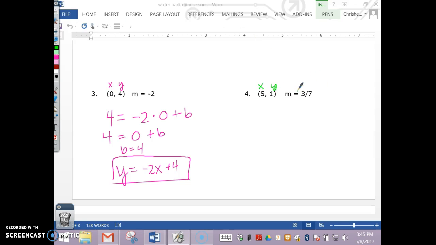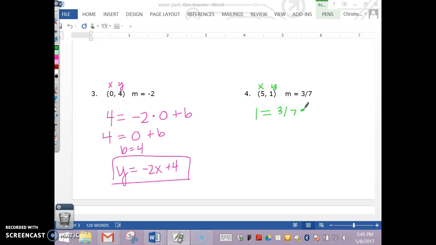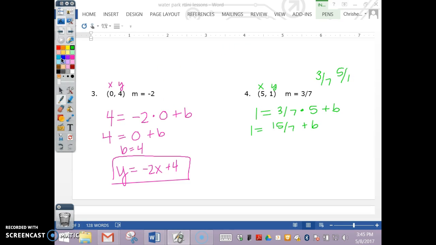Here's x, here's y, there's my m. Y equals mx plus b. So I can really think of 5 as 5 over 1. So when I multiply with 3/7, the 3 and the 5 multiply for a 15, and the 7 and the 1 multiply. There's a couple ways I can do this. I can get a common denominator. Here, I'll show you 2 different ways.